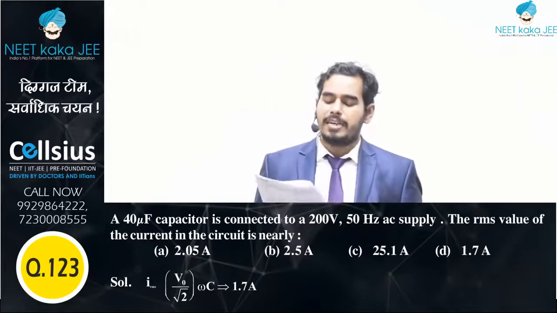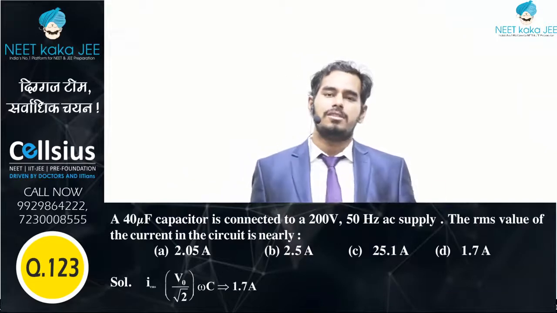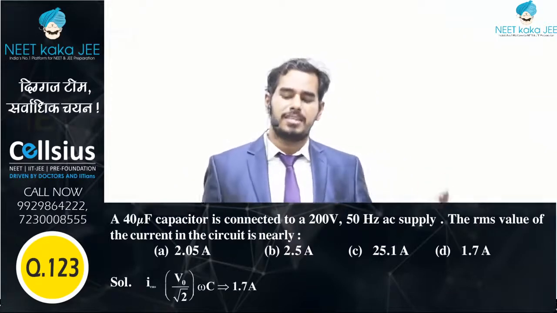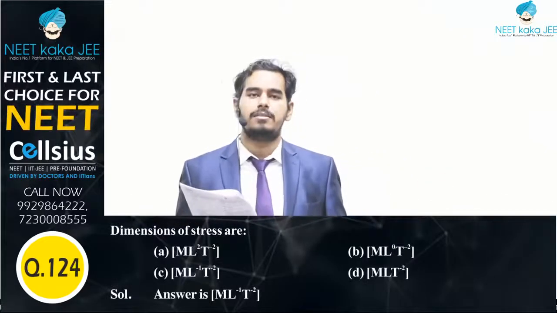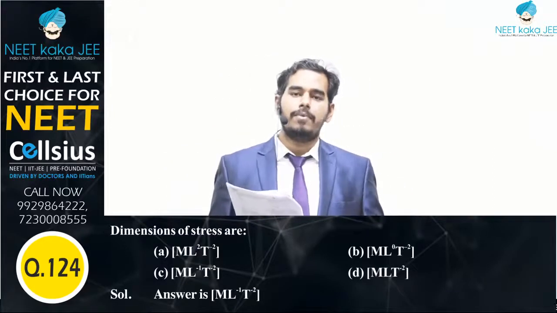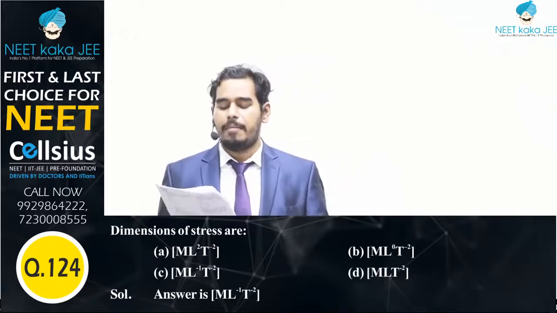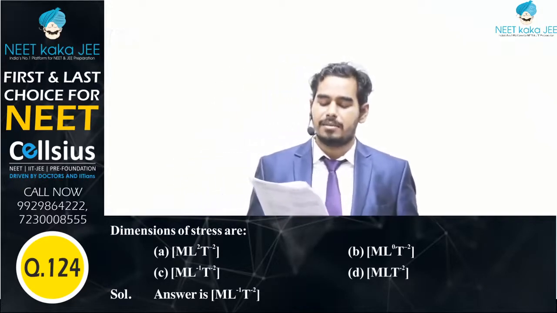Okay. Now, dimensions of stress, this is again a very easy question. Dimension of stress is same as dimension of pressure, so you already know the answer over here, force upon area. Okay, so force is what? M1 L1 T minus 2 divided by L square, so this becomes M1 L minus 1 T minus 2, so the answer is C over here.